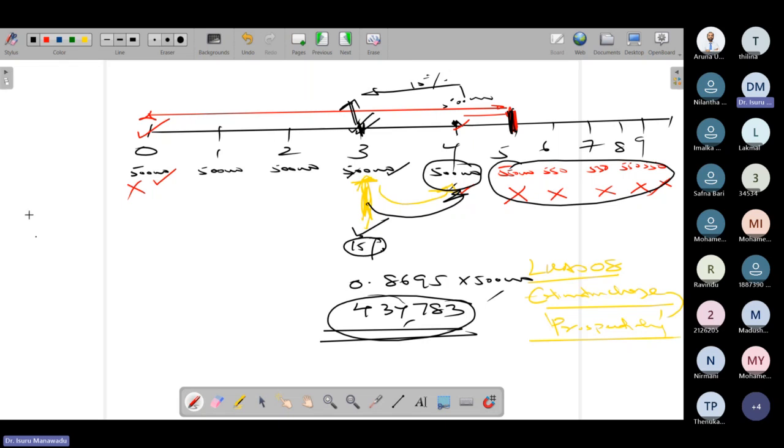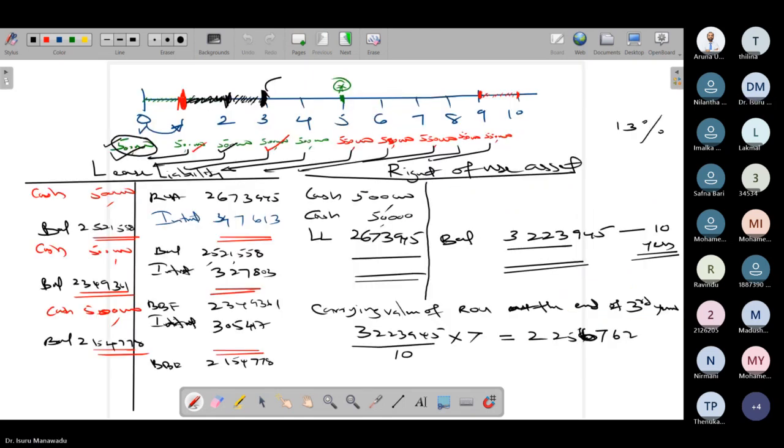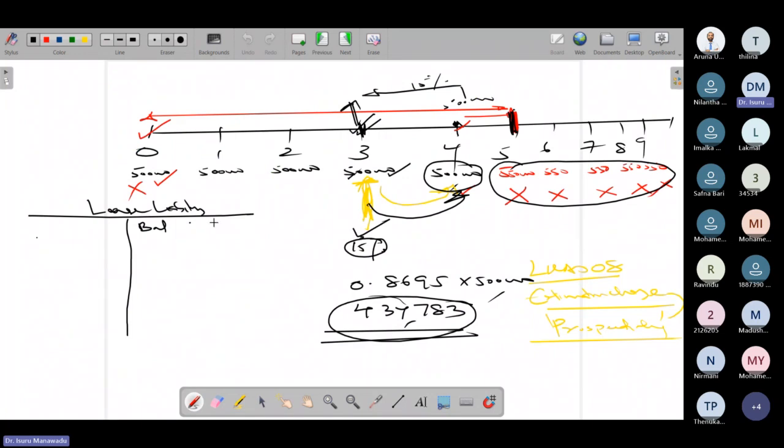But as per the calculation, lease liability, what is the balance? What is the balance now? කීයද අපිට ඉස්සෙල්ලා ආවේ? 2,154,778 නේ. 2,154,778. Right? Okay.